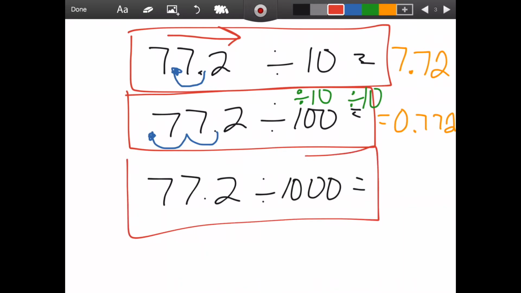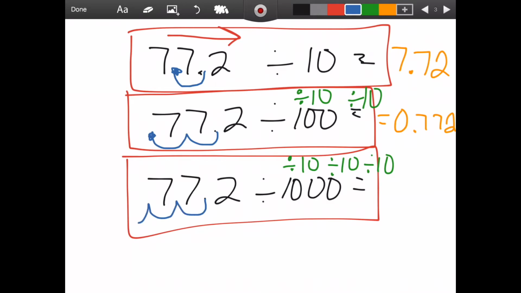Same idea as before. If I divide a decimal by 1,000, or divide any number by 1,000, that's the same thing as dividing by 10 3 times. So I know that I can move my decimal back 3 times, and each time I'm moving my decimal back, 1, 2, 3, that is the same as dividing that number by 10. So if I would do this, I would get 0 and 772 ten thousandths. So just a quick recap.